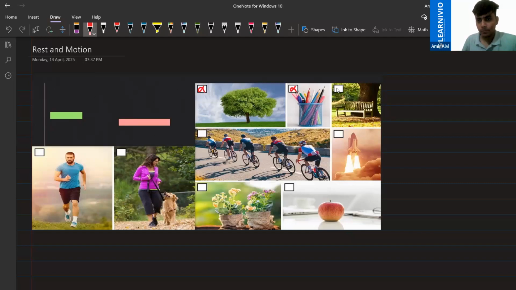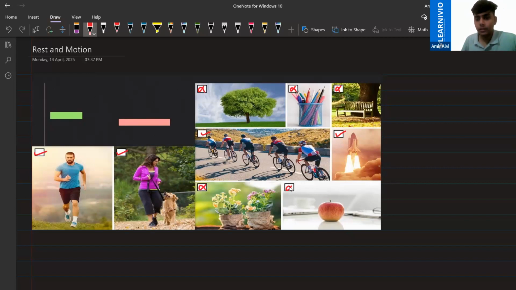At rest. This one, in motion. This one, in motion. This one, in motion. This one, not in motion. This one, at rest.